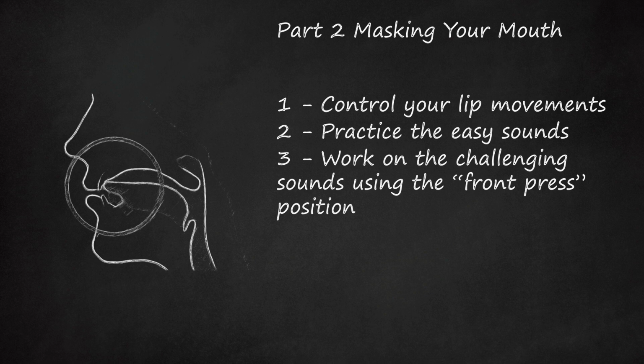Using the front press position, your tongue acts as a substitute for one lip. Briefly touch the tip of your tongue to the back of your teeth, applying a light amount of pressure. Make this movement every time your lips would naturally close together to produce a sound. Use this technique for the B, M, P, F, and V sounds.